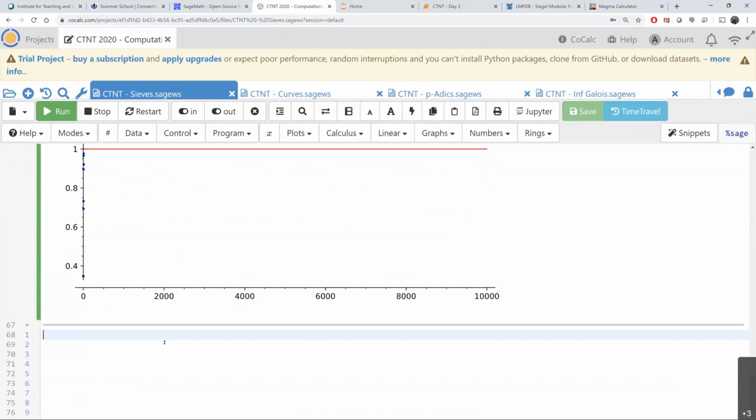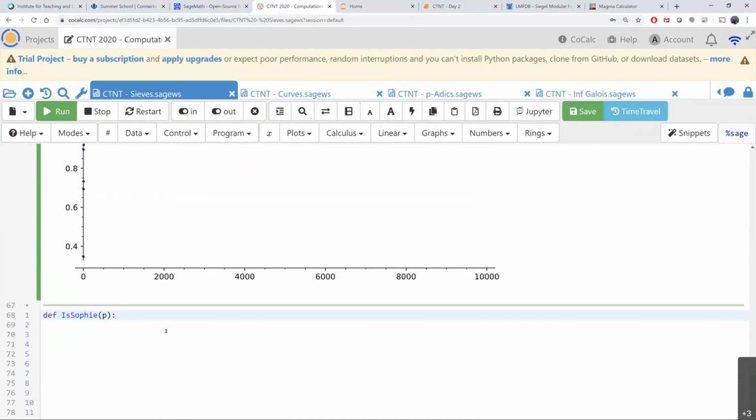I'm going to define a function called Sophie. This function is just going to check if a prime is a Sophie Germain prime. So here's how you define such a function. We're going to say if p is not prime, then it is definitely not a Sophie Germain prime.